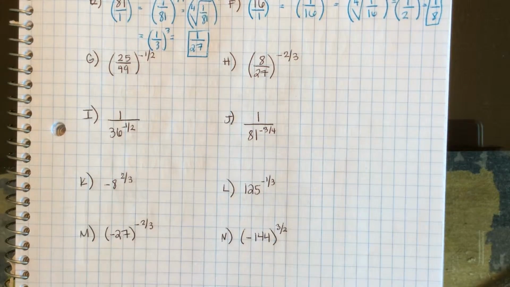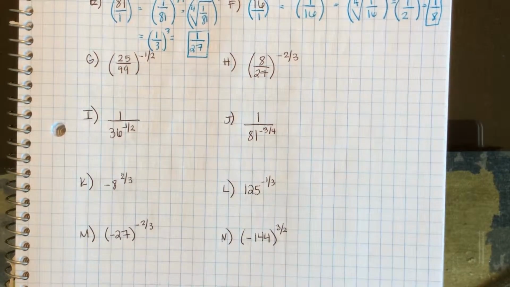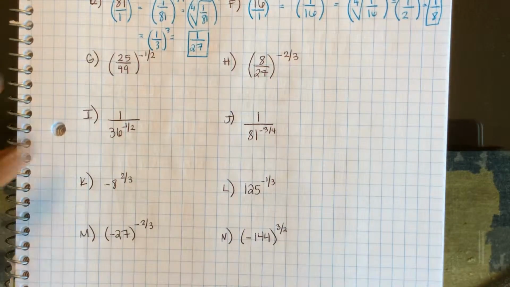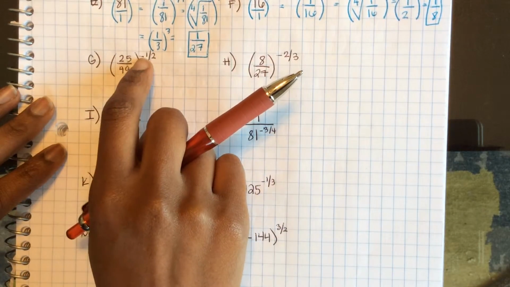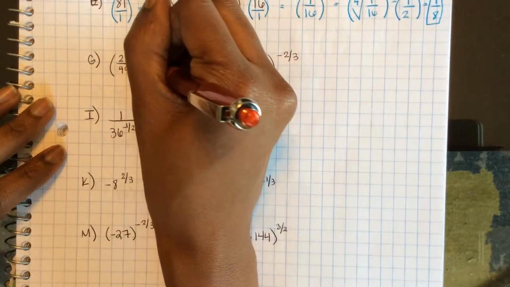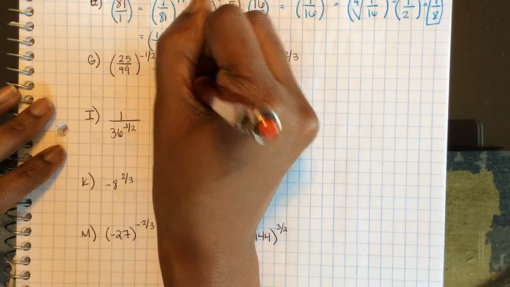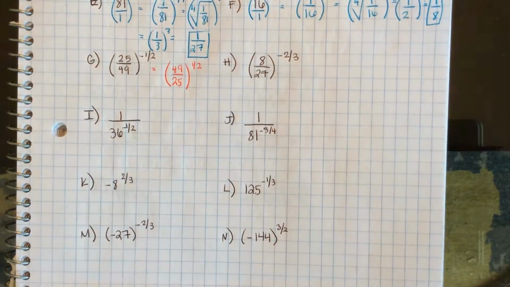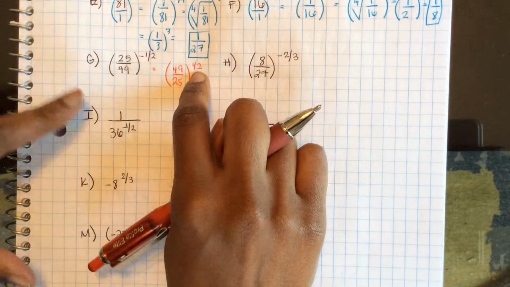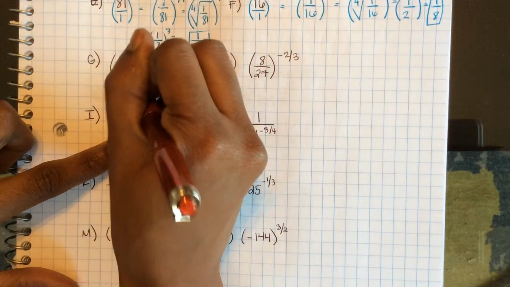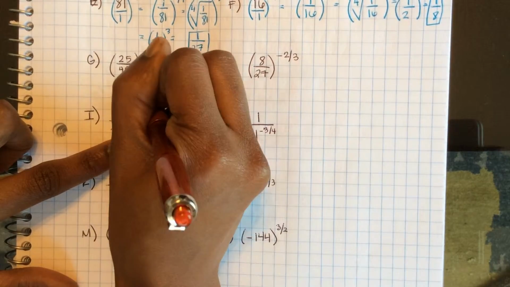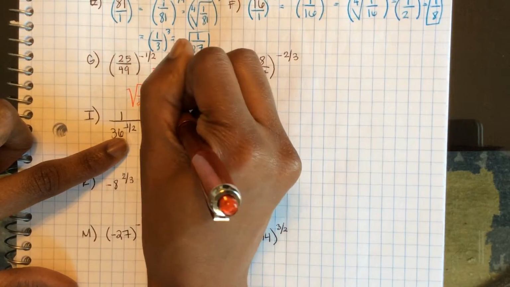Hey guys, let's keep it going with Millard's 7.2 example 1. So in part G, 25 over 49 to the negative 1/2 power. The first thing I need to do is reciprocate that: 49 over 25 to the positive 1/2 power. Now, 1/2 is just the square root of 49 over 25, which is 7/5.